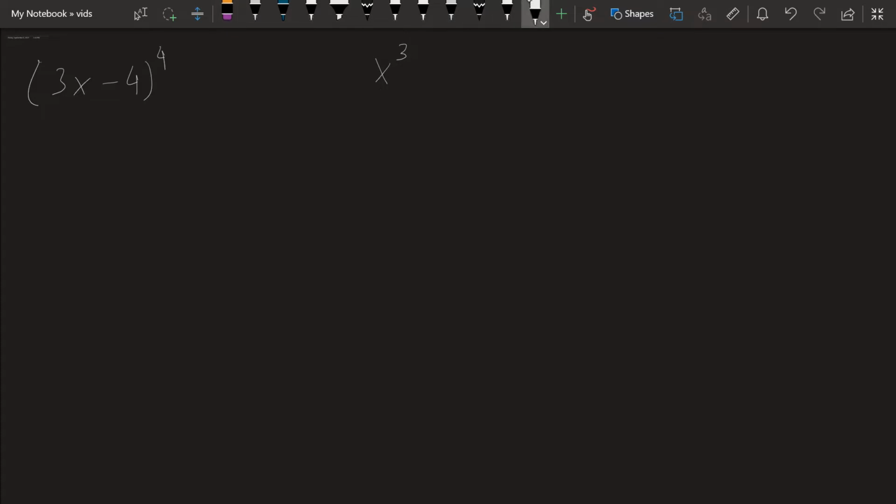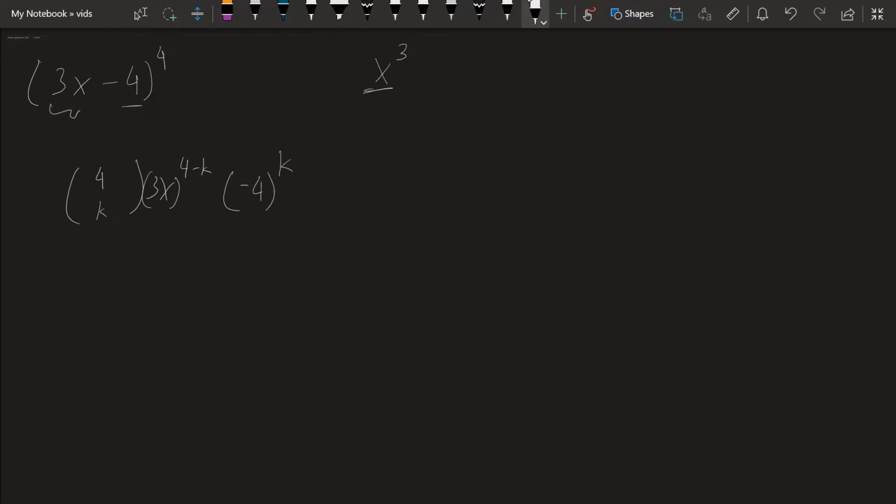So they want the coefficient of the term that has x to the power of 3. So let's rewrite this in binomial notation, but in this case we're not going to expand the whole thing out. We just want the term that has x cubed in it. So we know that n is equal to 4, so we put 4 there. And now we put k. We don't know what k is, right? And then x is raised to the power of 4 minus k. And the second term, 3x, is raised to the power of 4 minus k, because our first term is 3x. And the second term, which is minus 4, is raised to the power of k.